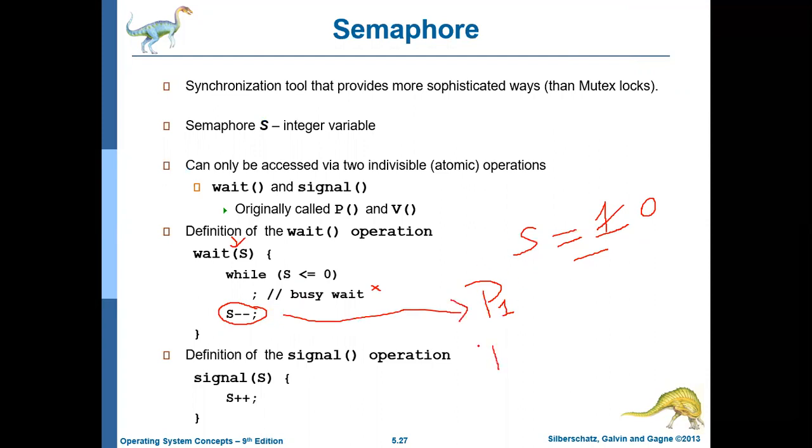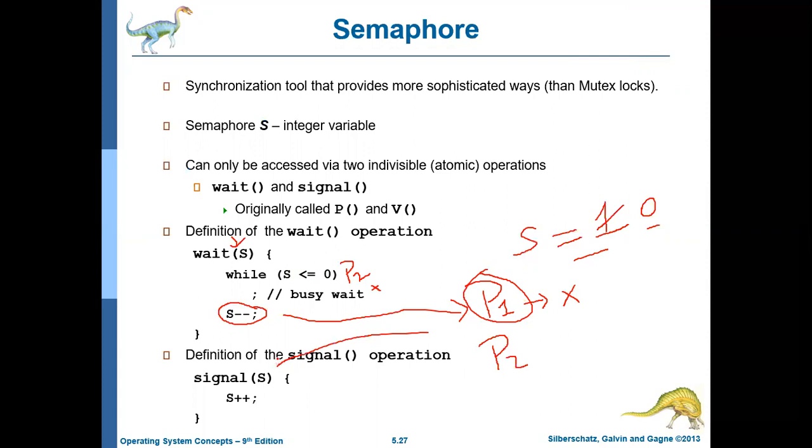Now say another process P2 comes and checks whether S is available or not. So it calls wait of S. Now it checks whether S is less than or equal to 0. Yes, S is 0. So P2 will busy wait. How long will it busy wait? Until S becomes greater than 0. Say P1 uses this resource for some X amount of time. Once the time X has elapsed, P1 will call signal.